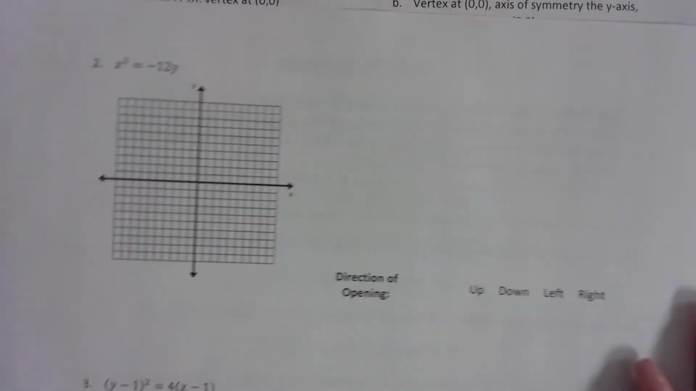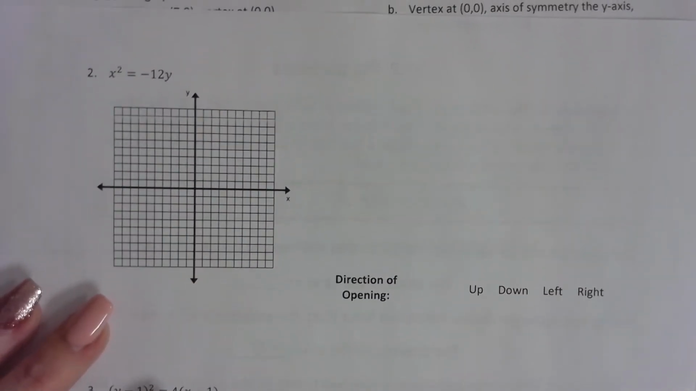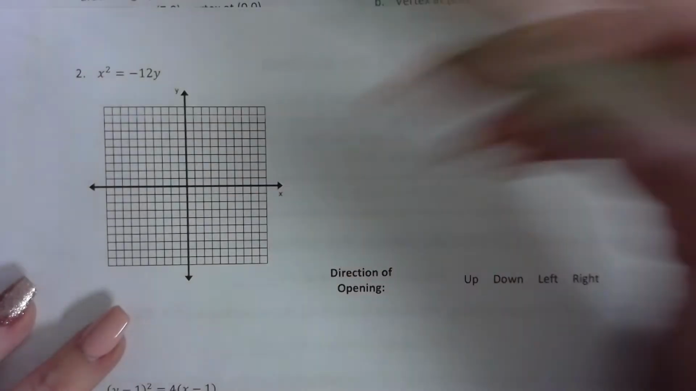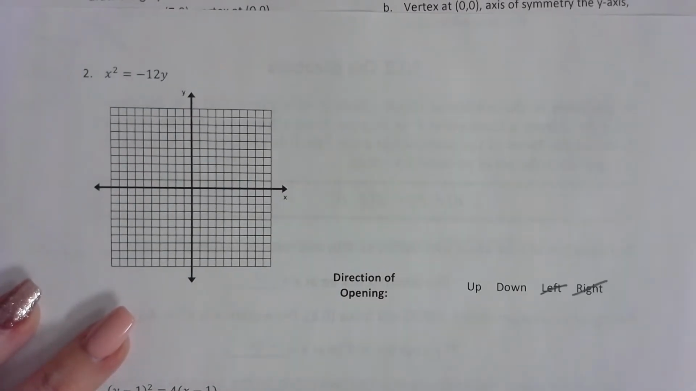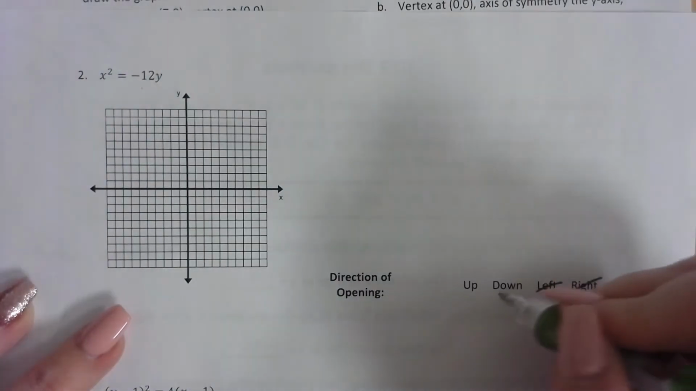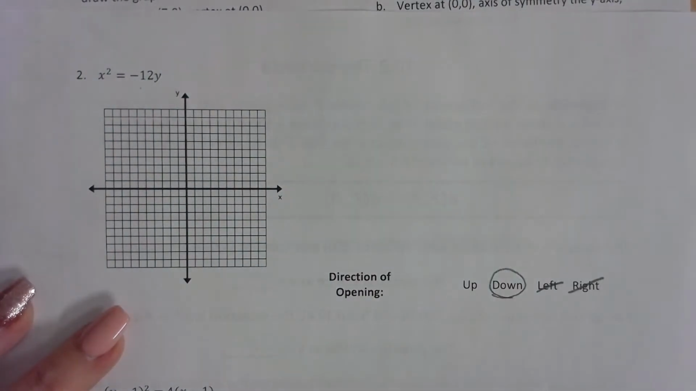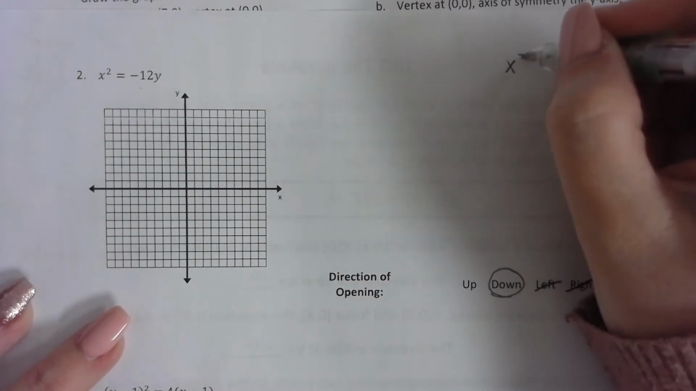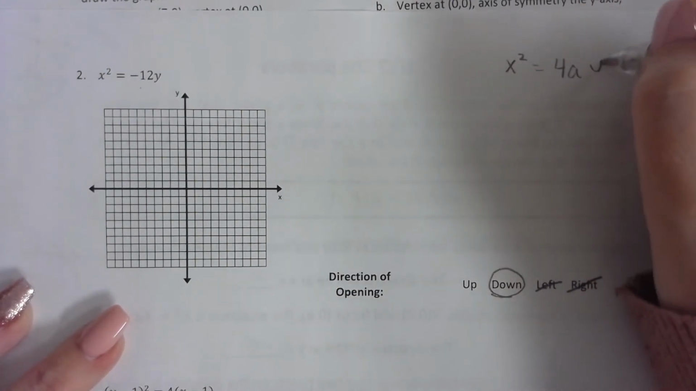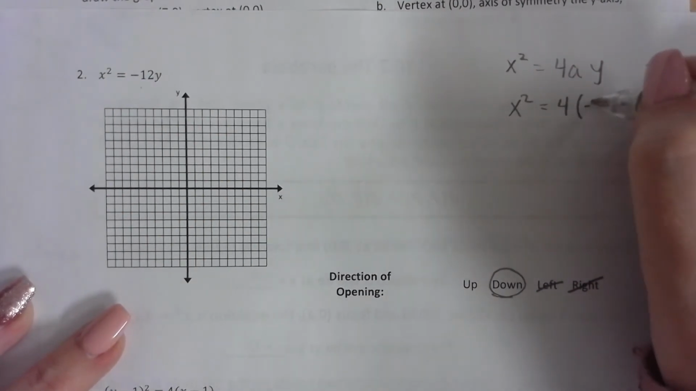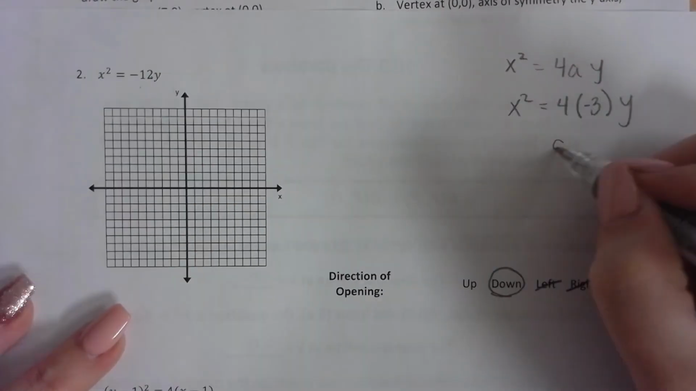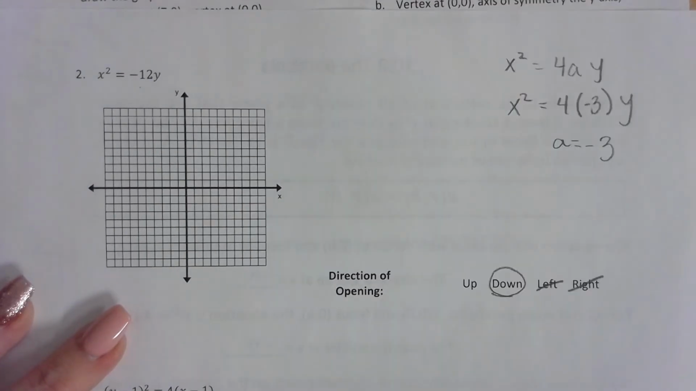Okay, so let's graph some more. So number 2, same thing. This is an x squared. So x squared, think of a normal parabola as has x squared. So that means it's going to be opening up or down. But because it's negative, it's going to be opening down. Okay, so we know that it's typically in the form 4ay. So that means that a could be called negative 3. 4 times negative 3 gives us negative 12, which would mean a is negative 3.